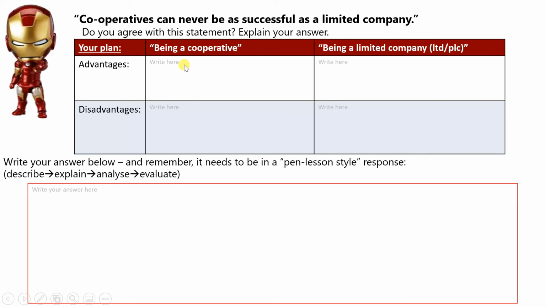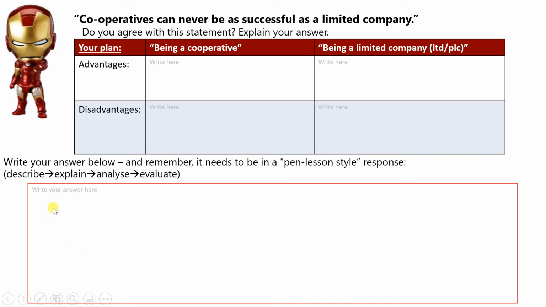We've got the table at the top, which is effectively your plan. So write down some notes on being a cooperative, the advantages and disadvantages in the top box, and then the one underneath. And then you might have to refer back to lesson 3 about limited companies just to write a few notes on the advantages and disadvantages too, so you've got some comparison. Now in the box below, that's where you need to write your response.